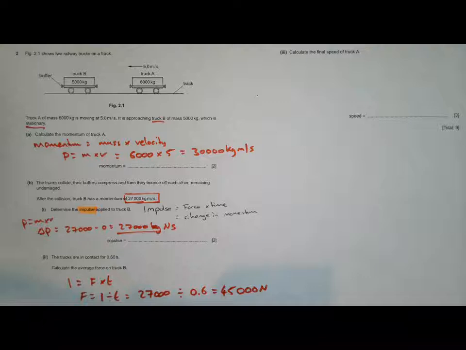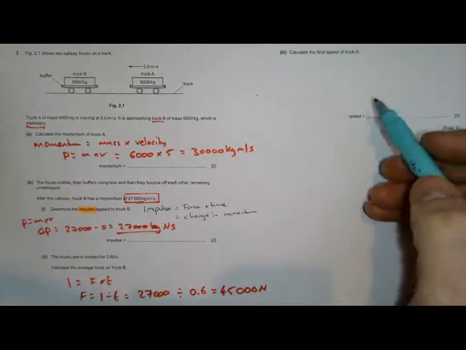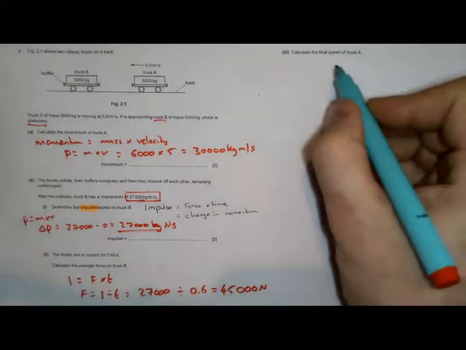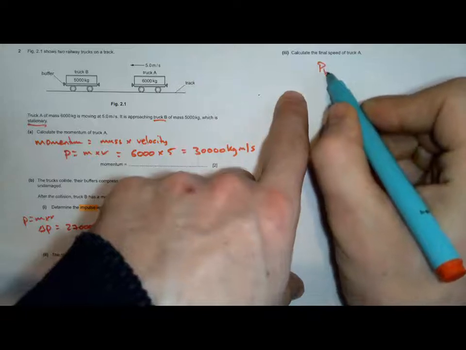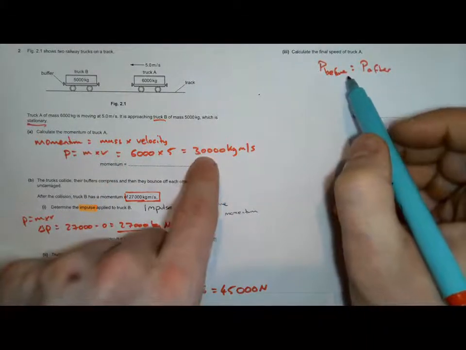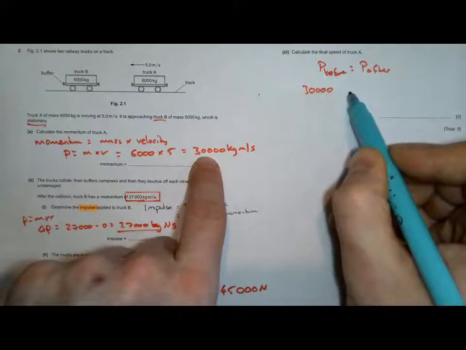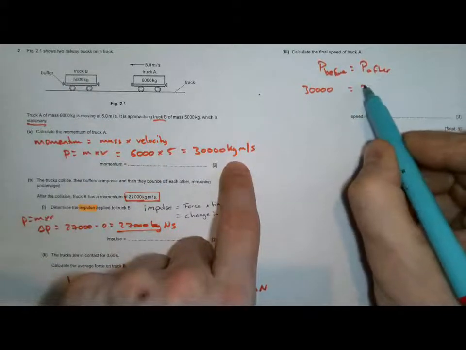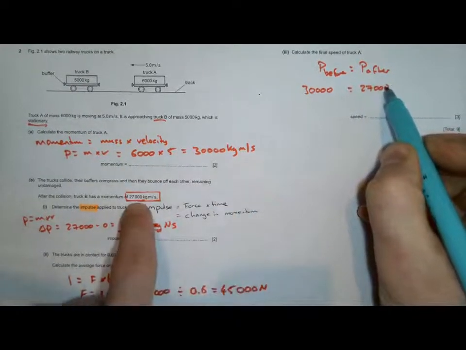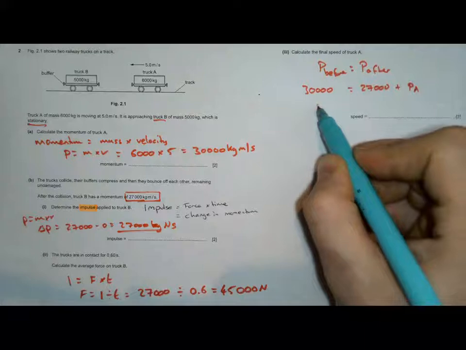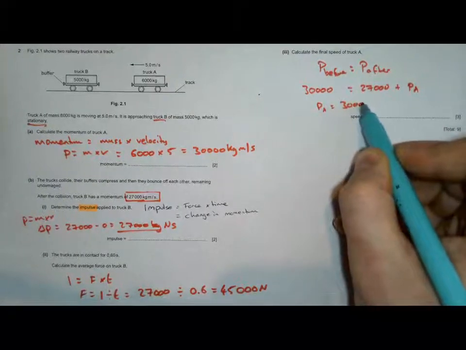Calculate the final speed of truck A. Well, there's two ways to do this. We could use this relationship here, or my preferred method is to use the fact that momentum is always conserved. So if we look at the total momentum before, that's going to equal the total momentum after. The total momentum before is 30,000. Truck B has 0 momentum. The momentum after is 27,000, because it tells us here for truck B, plus the momentum of A. So that's really easy to see. The momentum of A is 3,000.